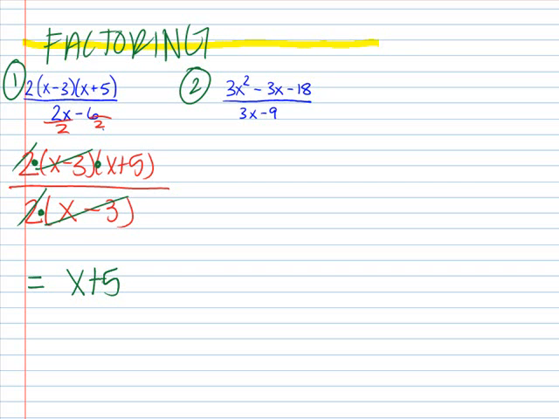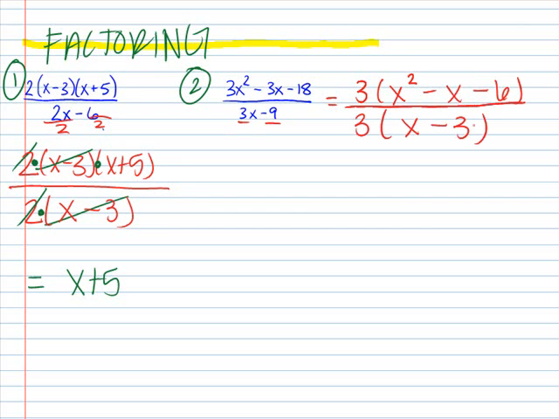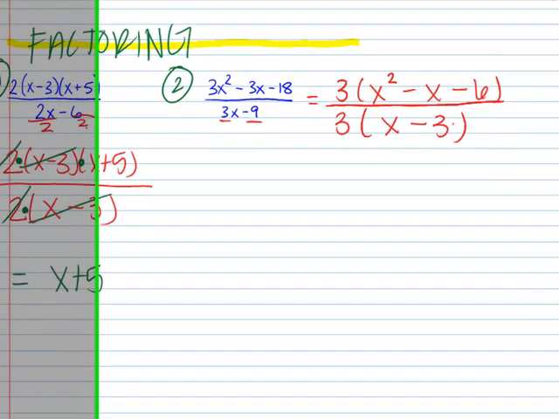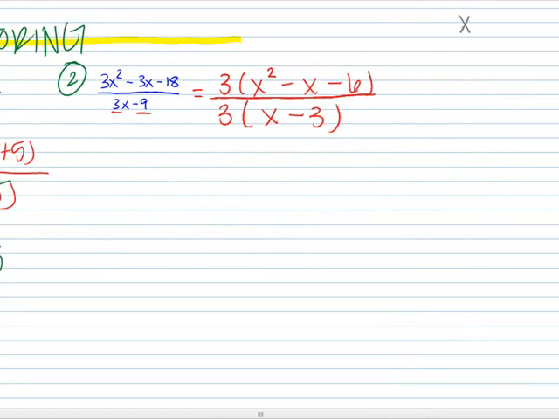The second example may require us to do some factoring first. So remember, we're looking for things that multiply to be, I suppose we could factor out a 3 first. Let's try that. So if we factor out a 3 first, the greatest common factor, we'd be left with x squared minus x minus 6. And the denominator, we can also factor out a 3. So we're left with x minus 3. The top, or numerator rather, is not completely factored because x squared minus x minus 6 is still factorable.